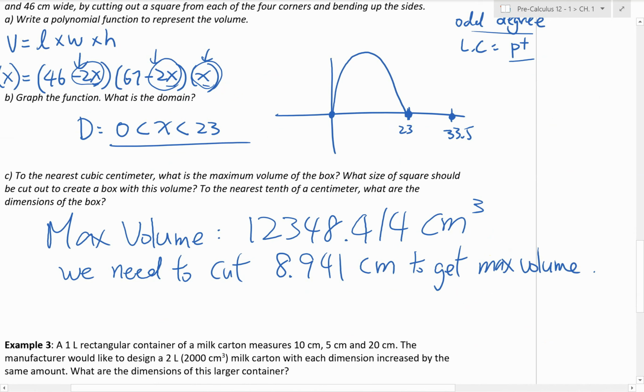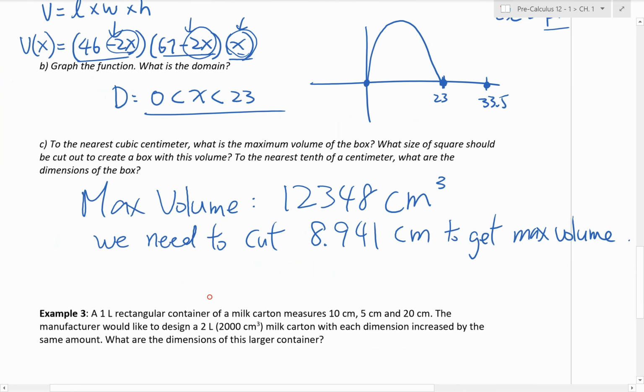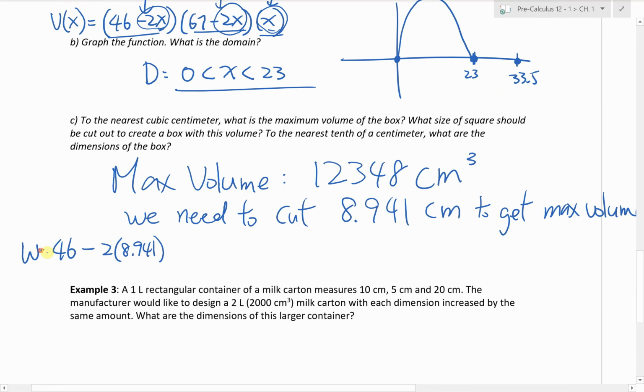Okay, and to the nearest tenth of a centimeter, what are the dimensions of the box? So to the nearest cubic centimeter, I guess. So this is just 1, 2, 3, 4, 8 then. Cubic centimeter. What are the dimensions? Well, the dimensions are simply length times width times height. So then it's going to be 46 minus 2x. So 46 minus, we want to get to the nearest tenth, so 2 times 8.941. That's our length, or this is our width really.